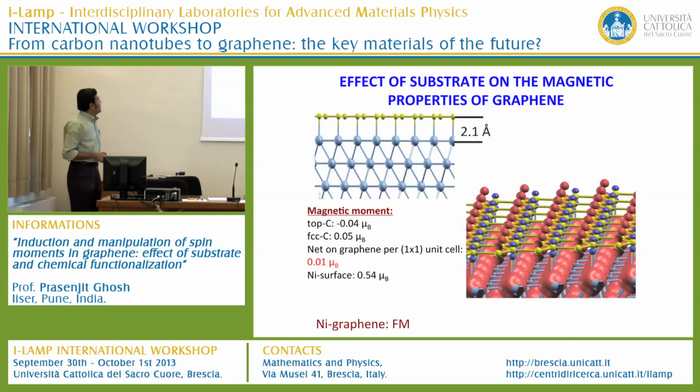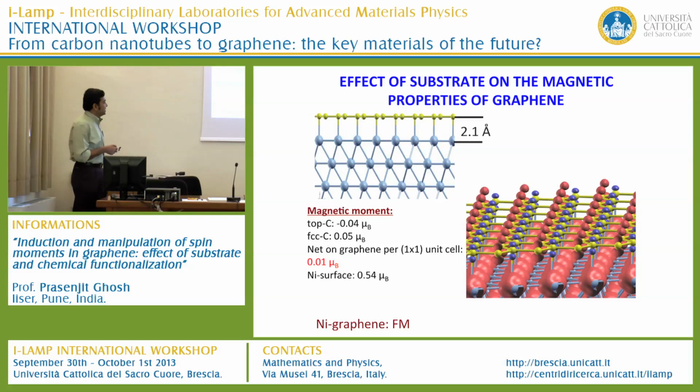So then we went on and tried to calculate the magnetization density. Basically these are isosurfaces of the difference between the spin up and spin down plotted in real space. The blue isosurfaces denote the spin down moments on each of the carbon atoms, and the red one denotes the spin up moment.